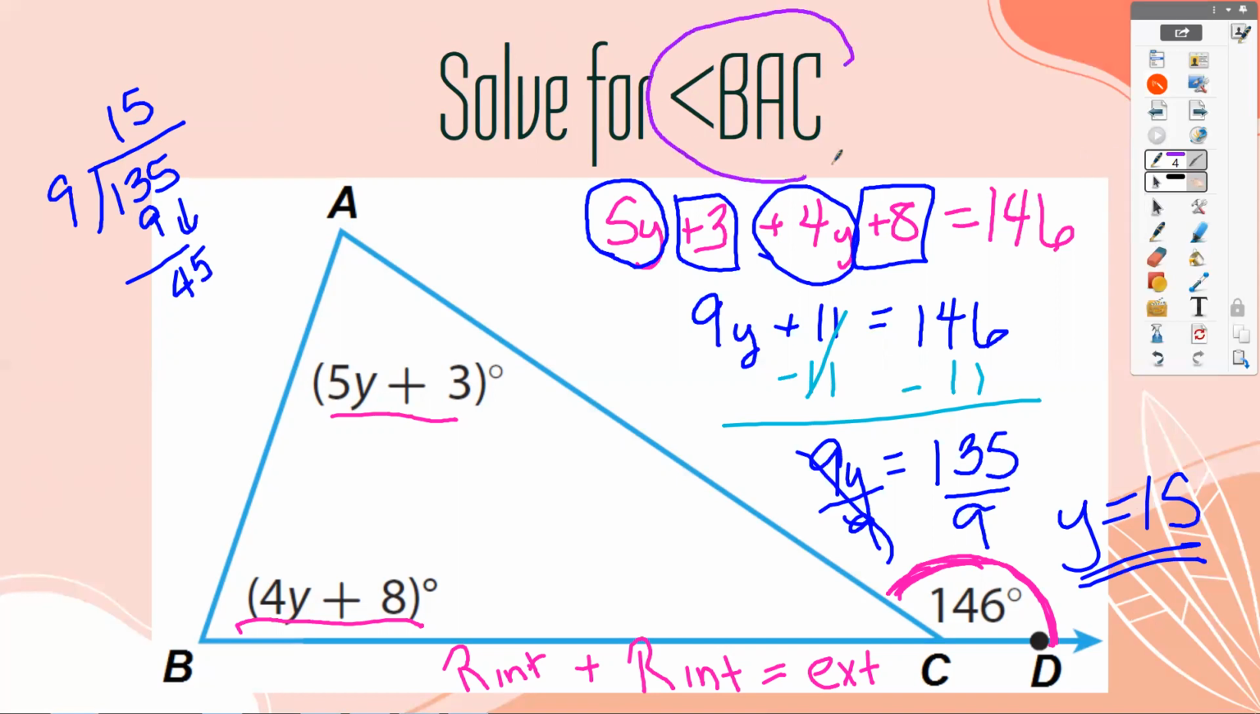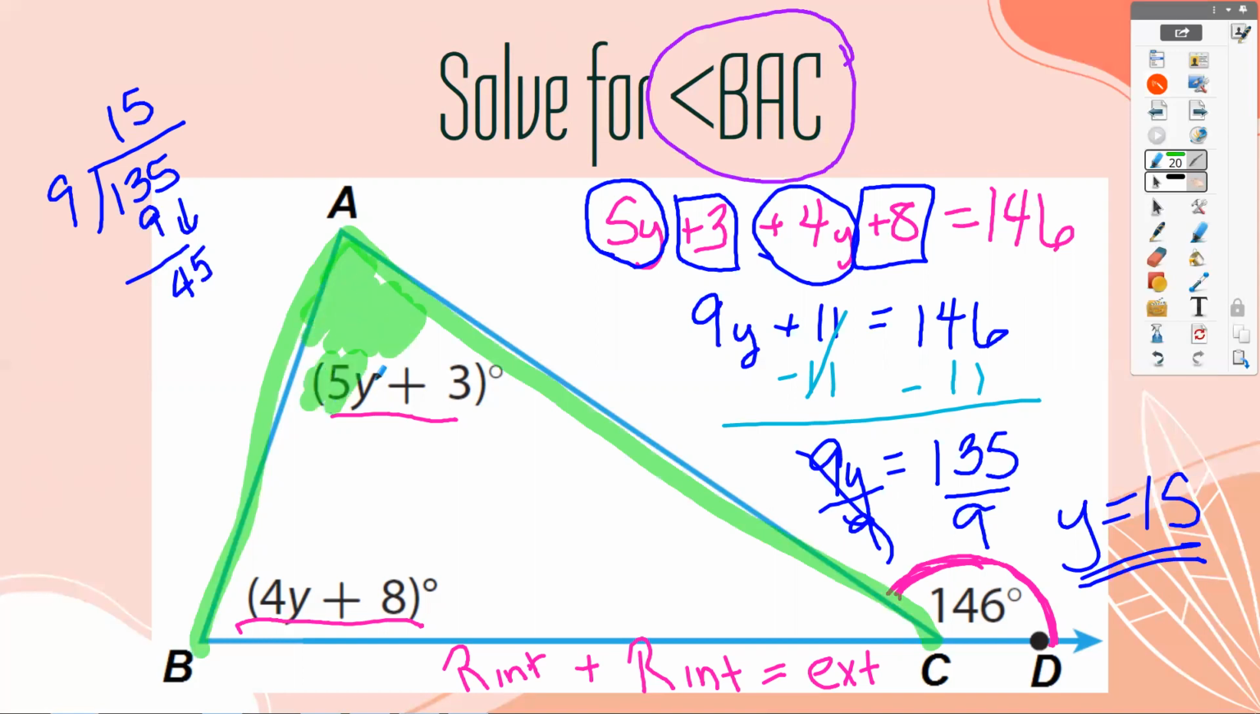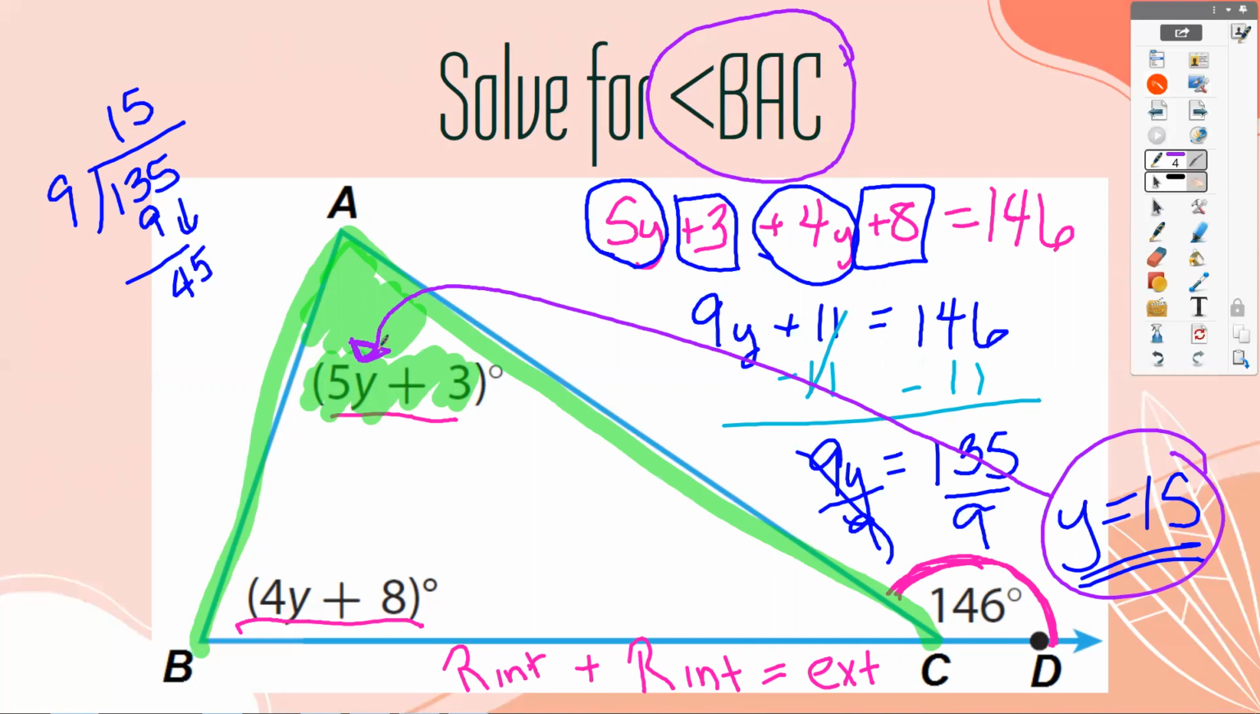However, if I go back up to my question, it wanted me to solve for angle BAC. So I'm gonna start at B, I'm gonna go to A, and then I'm gonna go to C. So the angle that's highlighted is this one here. So I'm gonna take what I got for X, or in this case Y, and I'm gonna plug it in for that. So I'm gonna take 5 times 15 is 75 plus 3. So that angle is 78 degrees.